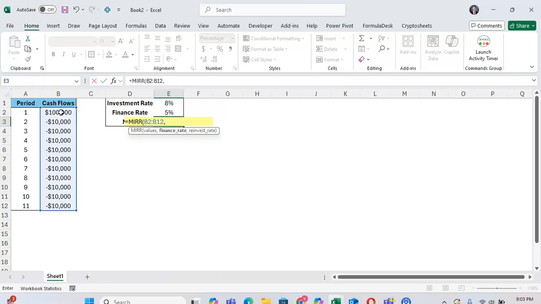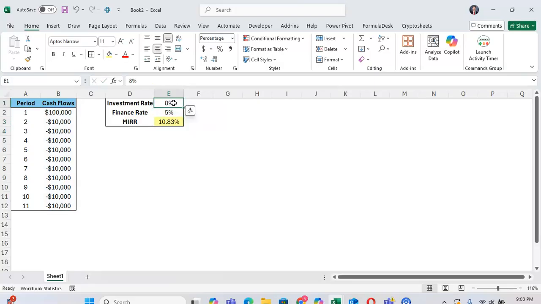The next argument is the finance rate. So what rate are you financing the negative cash flows? Well, that's at 5%. And the comma investment rate. So what return are we getting on our positive cash flows? It's going to be 8%. Close parentheses. Press enter.